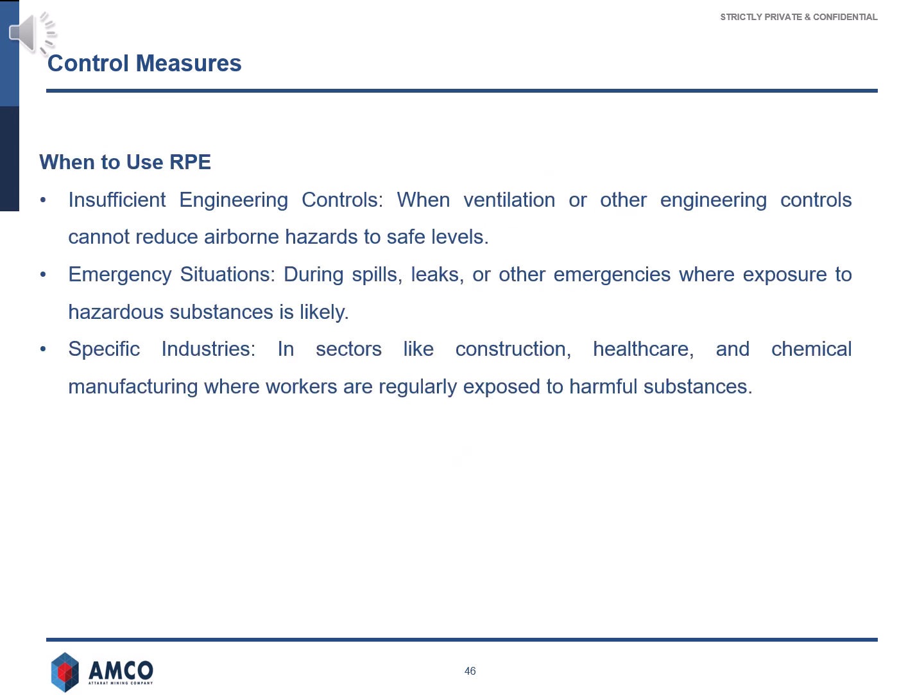When to use RPE. Insufficient engineering controls, when ventilation or other engineering controls cannot reduce airborne hazards to safe levels. Emergency situations, during spills, leaks, or other emergencies where exposure to hazardous substances is likely. Specific industries, in sectors like construction, healthcare, and chemical manufacturing where workers are regularly exposed to harmful substances.